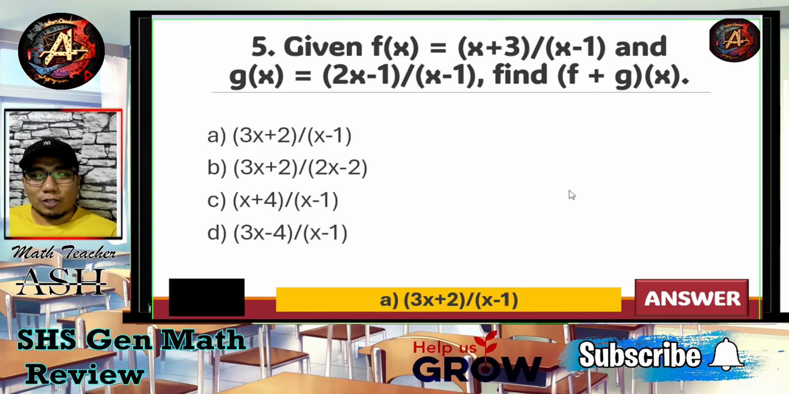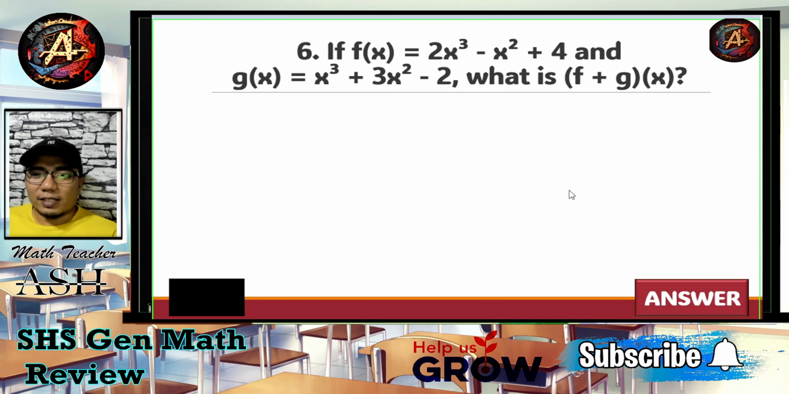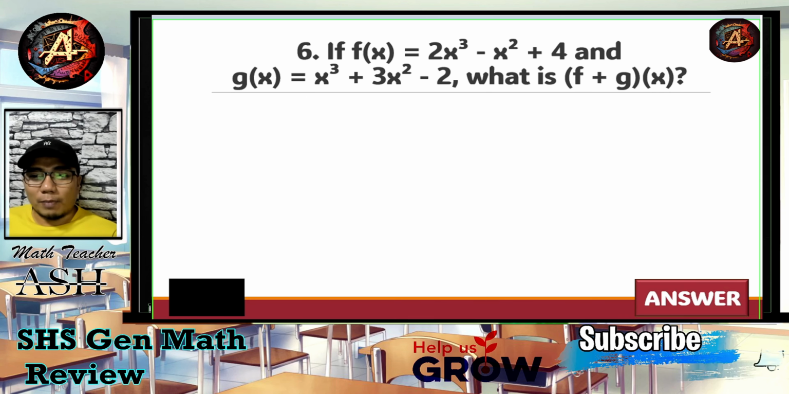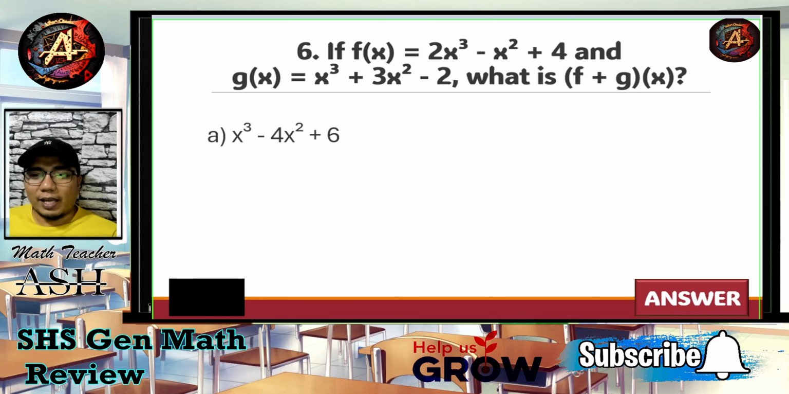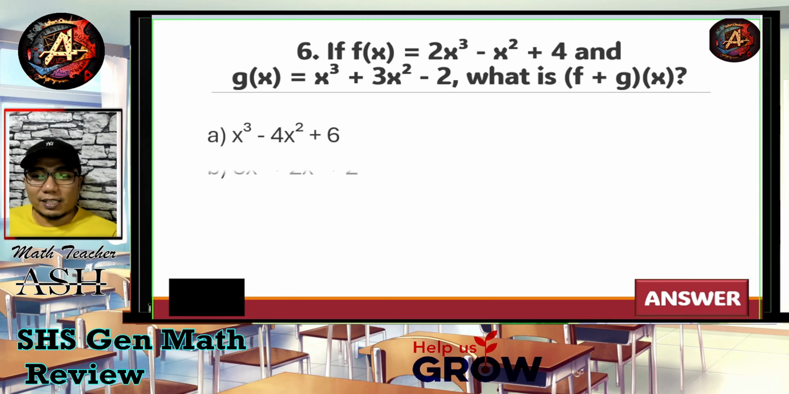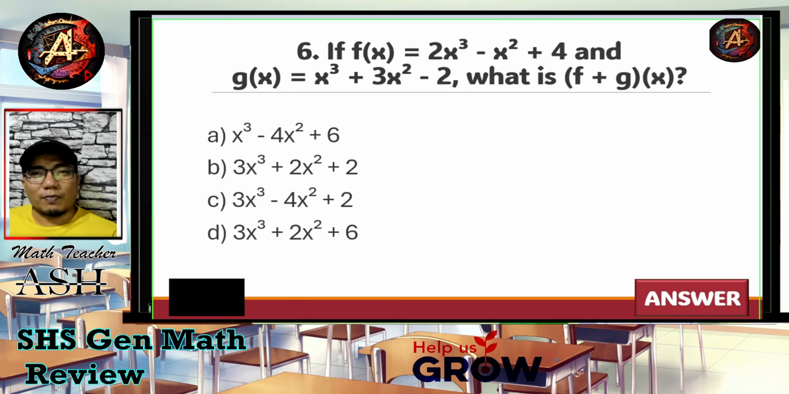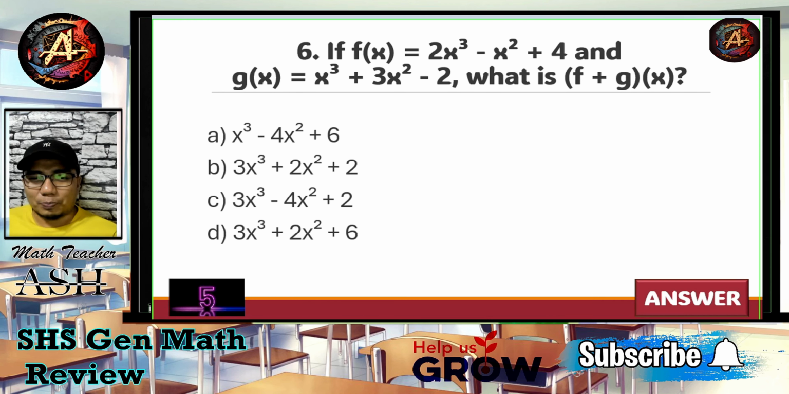Now let us go to question number 6. If f of x is equal to 2x cubed minus x squared plus 4 and g of x is equal to x cubed plus 3x squared minus 2, what is f plus g of x? Is it A, x cubed minus 4x squared plus 6, B, 3x cubed plus 2x squared plus 2, C, 3x cubed minus 4x squared plus 2, or D, 3x cubed plus 2x squared plus 6? I'll give you 5 seconds to think about your answer.